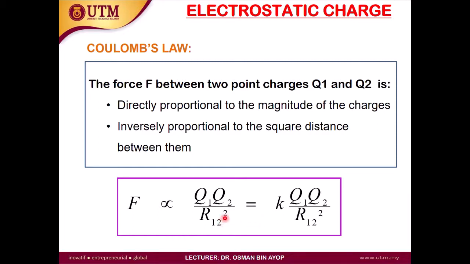So from this equation, we can see that the force increases when the magnitude of Q1 and Q2 increases. And it is inversely proportional to the square of the distance. So that means if Q1 and Q2 are far away, the force between Q1 and Q2 will reduce.